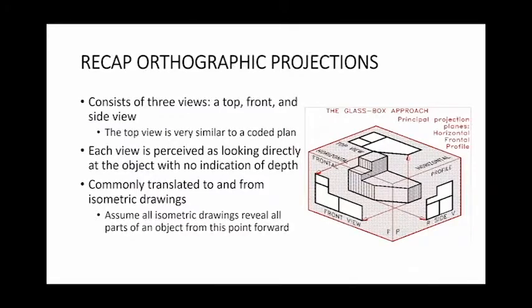We know that orthographic projections consist of a top, front, and side view, and they're perceived as if you're looking directly at the object with no indication of depth. We'll use orthographic projections to go between isometric drawings and back to orthographic projections and then in the reverse direction.